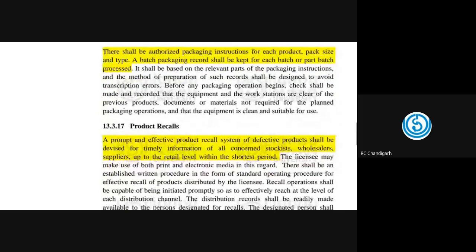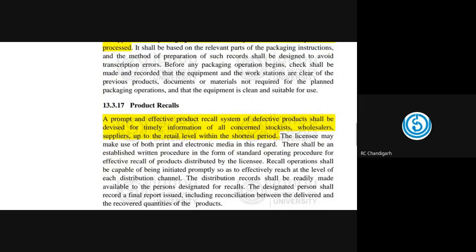Then, product recalls. A prompt and effective product recall system for defective products shall be devised for timely information of all concerned stockists, wholesalers, and suppliers up to the retail level within the shortest period. The licensee may make use of both print and electronic media in this record.